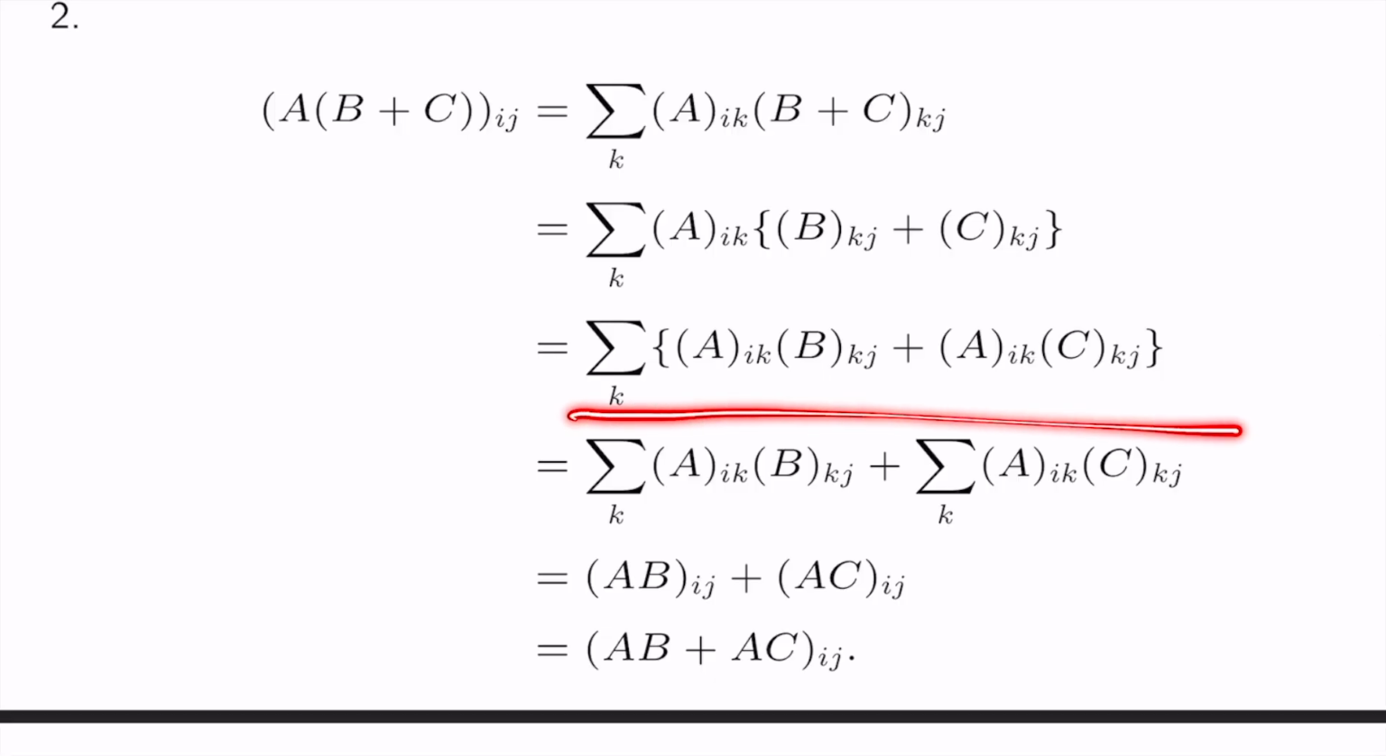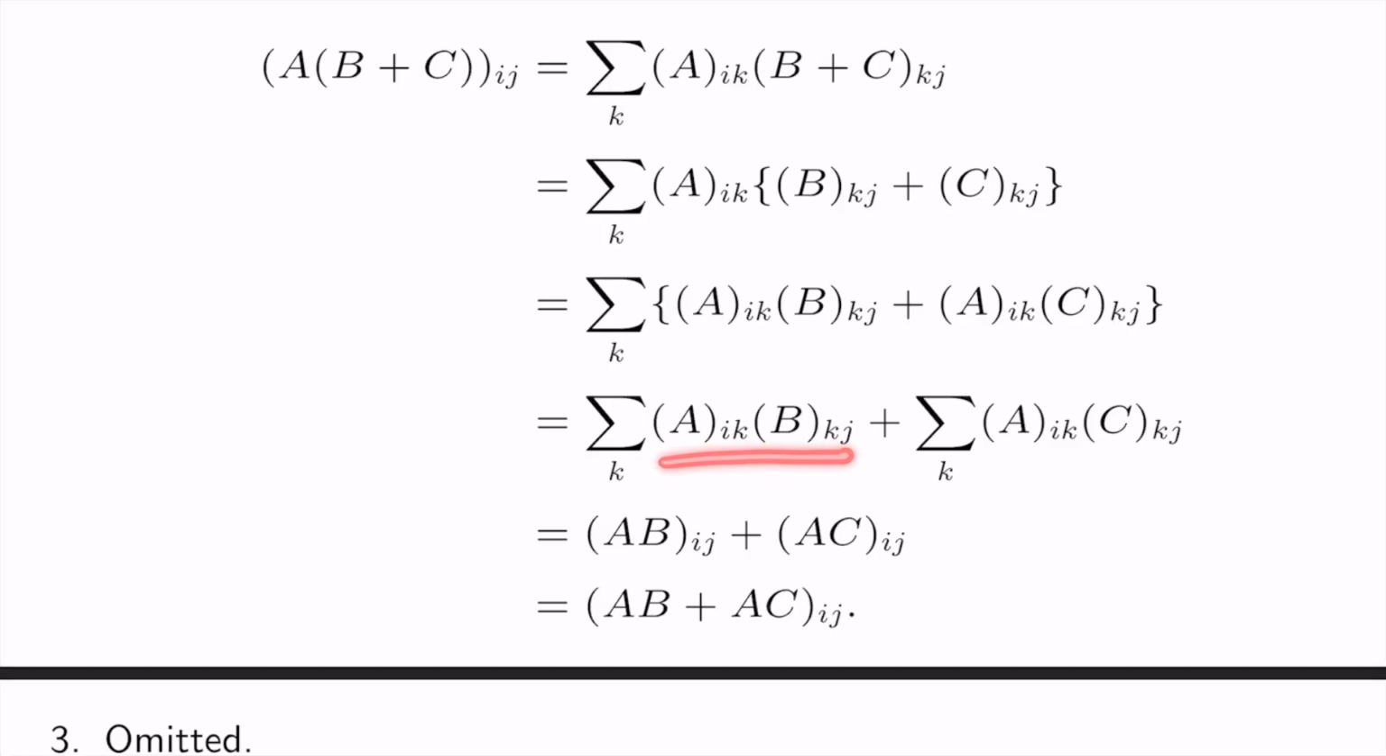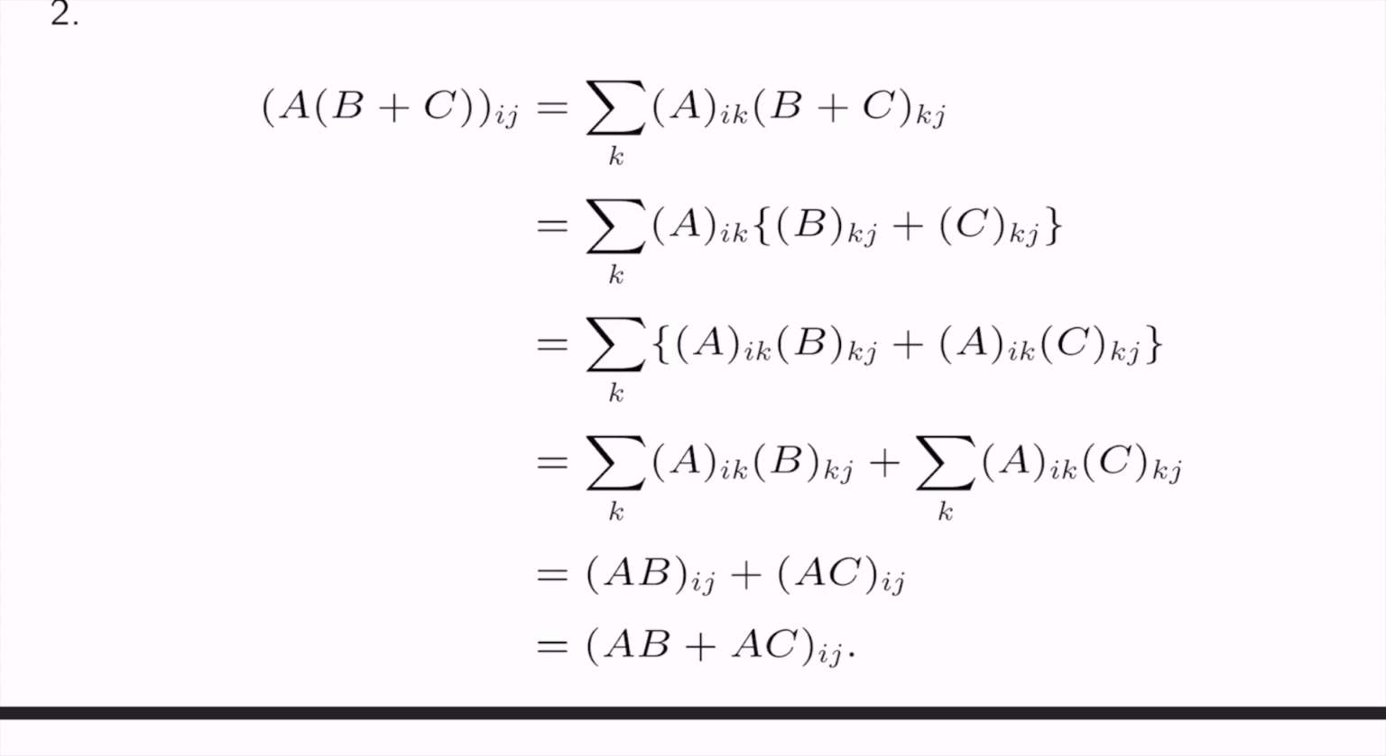And this is just a summation, so we can split the sum into two parts. If you look at this, we have the ik element of A and the kj element of B. So that's just the ij element of the matrix product AB. And same for here, we have the ij element of matrix AC. But according to the definition of matrix addition, this is the ij element of the sum AB plus AC. Therefore, the distributive law holds. The other distributive law also holds and can be proved in a similar manner, so we just omit it.